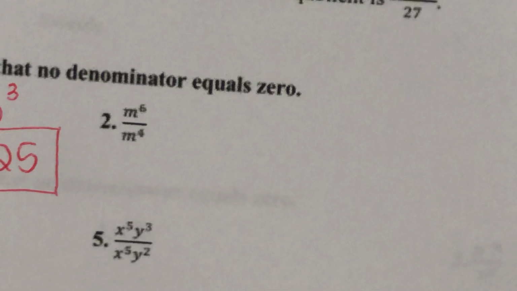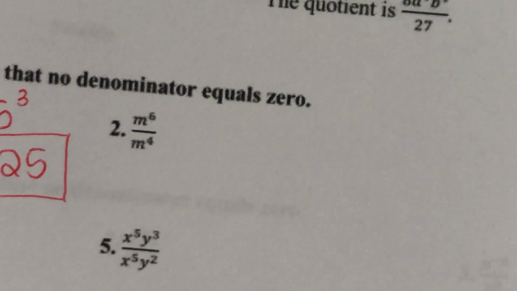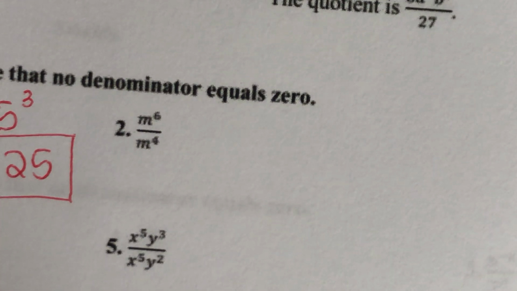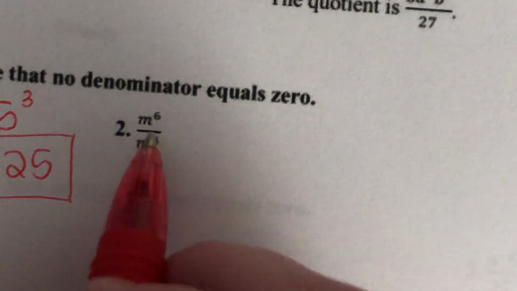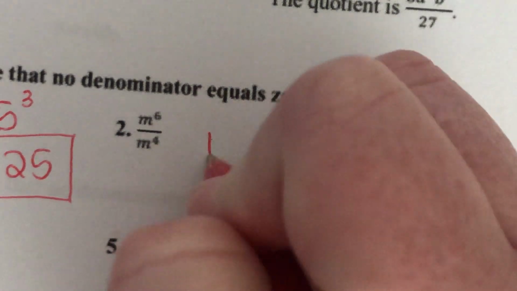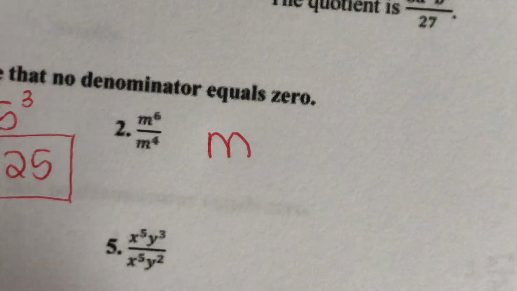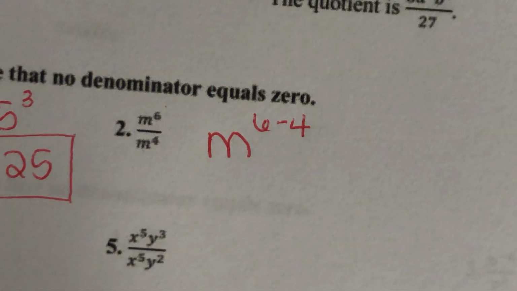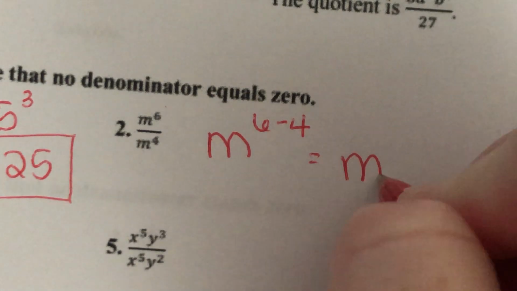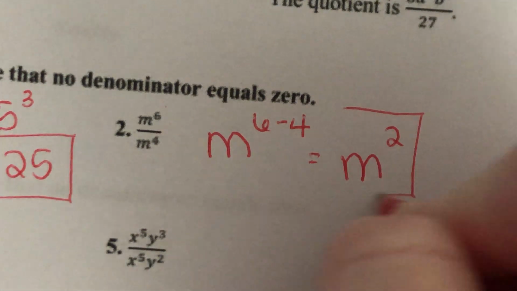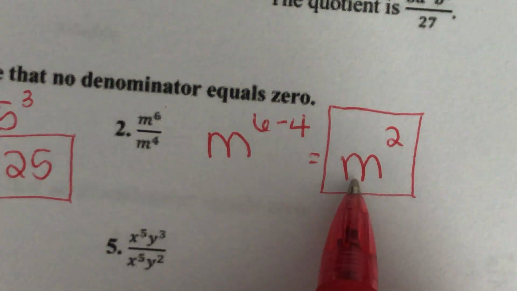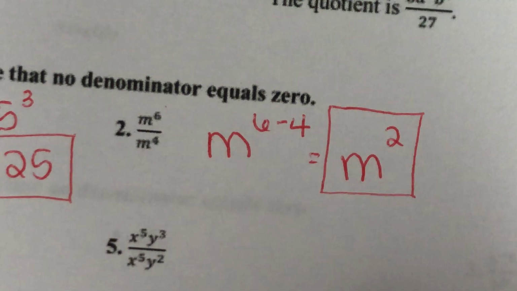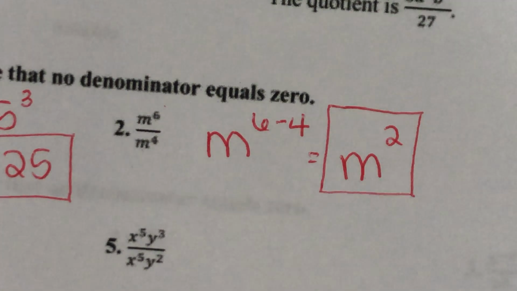Okay, next problem. We've got m to the 6th power divided by m to the 4th power. So our shortcut is when you divide bases, you subtract exponents, top minus bottom. So 6 minus 4, which is m squared. Done. And we don't have a base here, it's just a variable. We can't simplify anything anymore, so we're done.